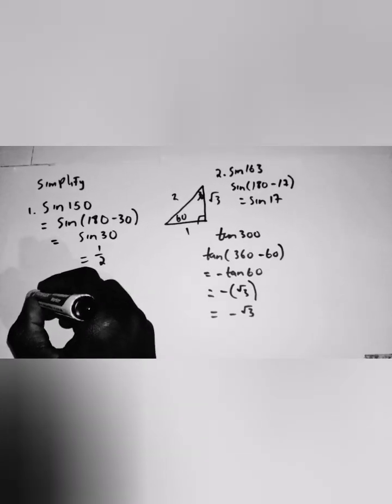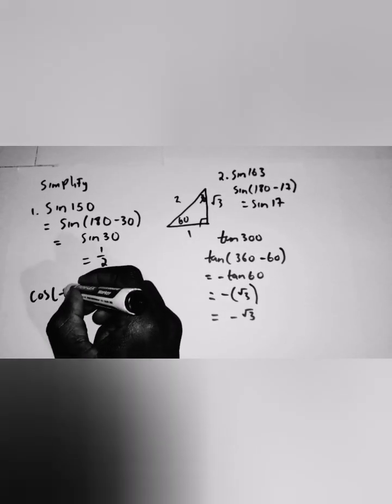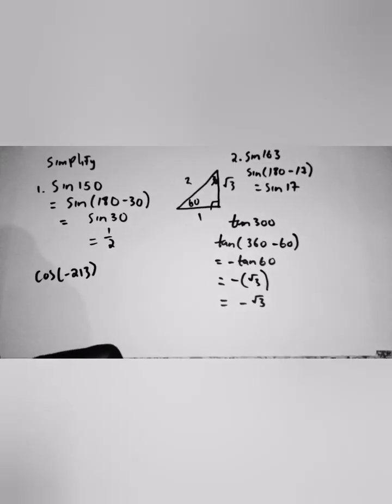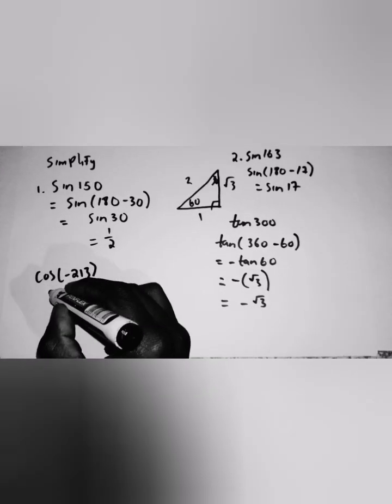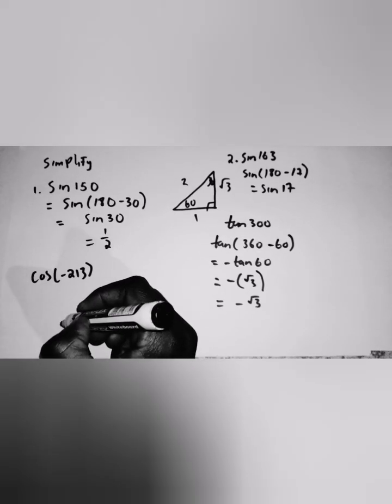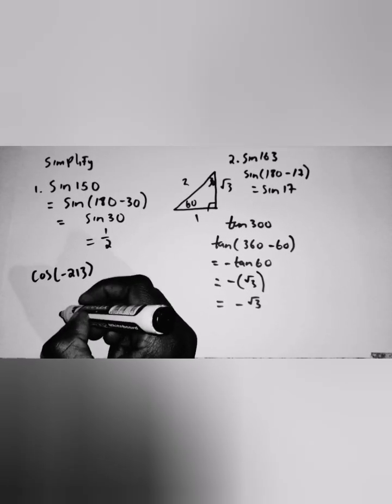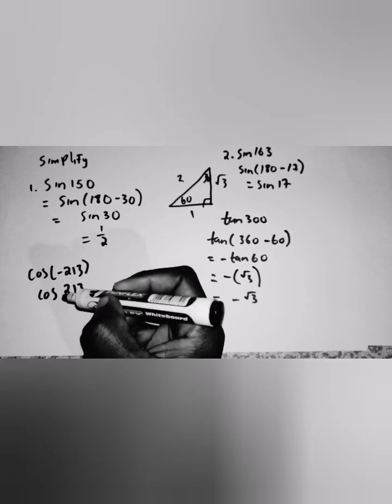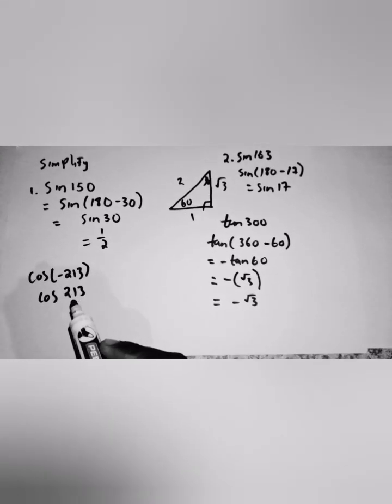All right, now cos negative 213. This is a negative angle, and we know that negative angles are on the fourth quadrant. Therefore cos 213 will be positive, because cos is positive on the fourth quadrant.